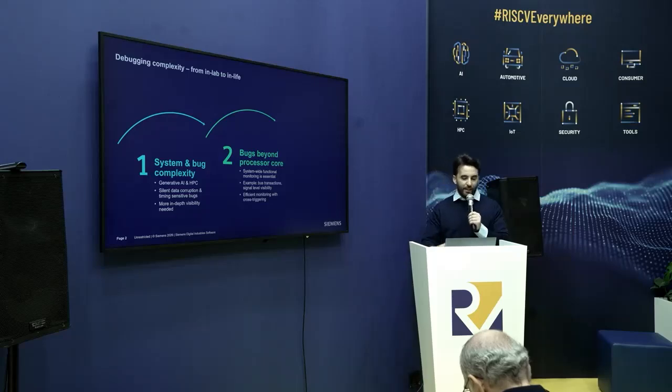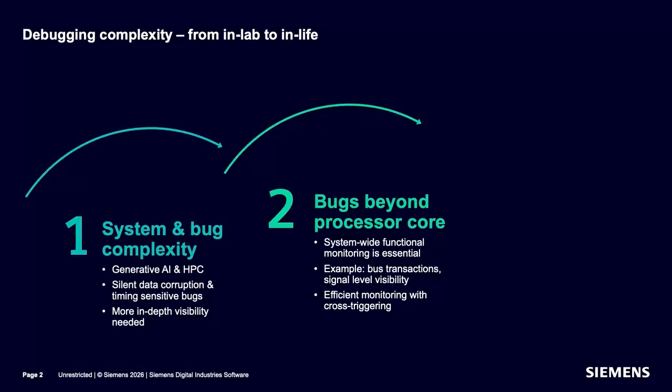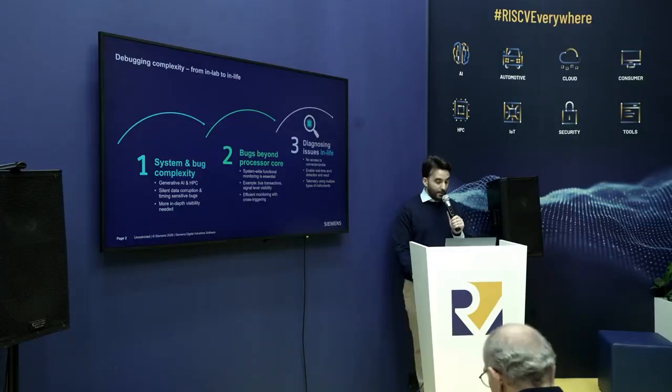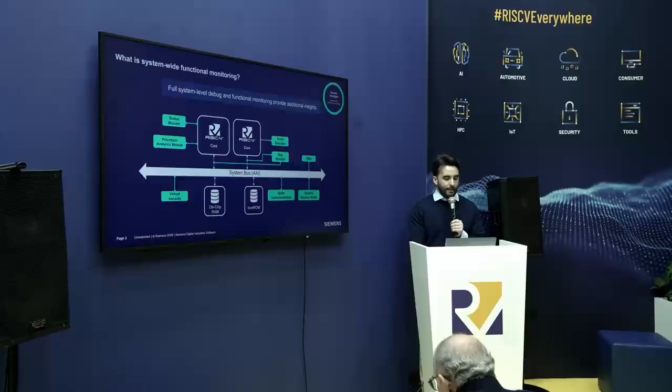It's also important to mention that going beyond just monitoring the processor core, it's important to monitor other parts of the system. And it's also important to have efficient monitoring at that. And with that, concepts like cross-triggering, which we'll explore, are quite important. Lastly, diagnosing issues in real life can present its own sets of issues, so there might not be access to a debug port. Also, the environment is not so controlled as it is in labs, so different issues can arise.